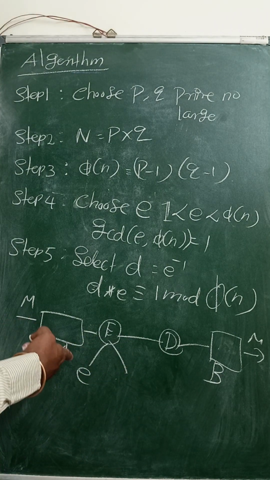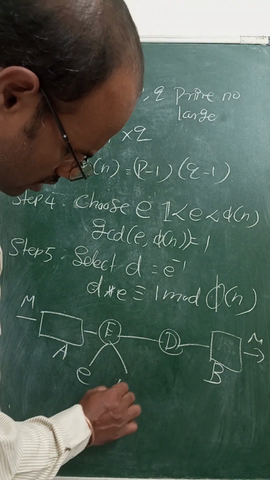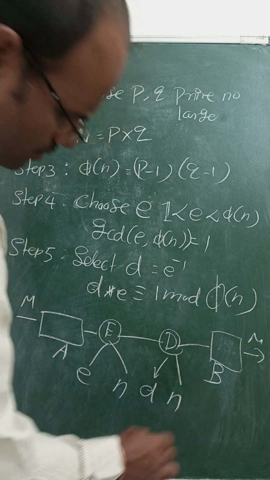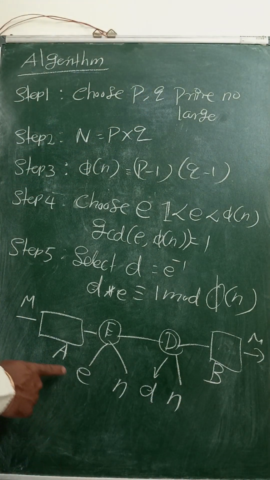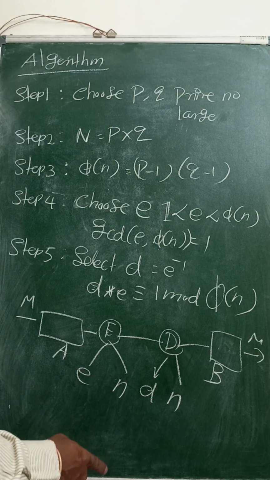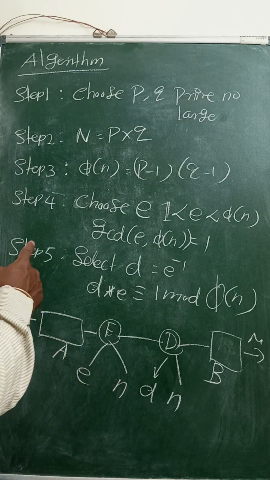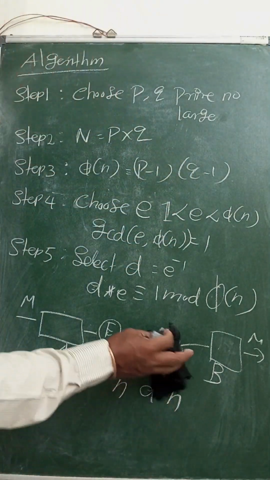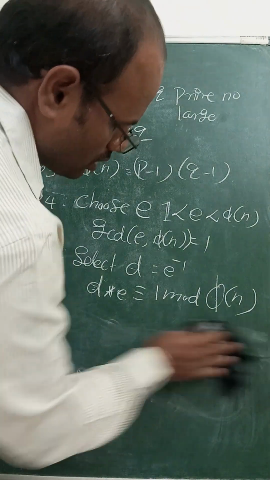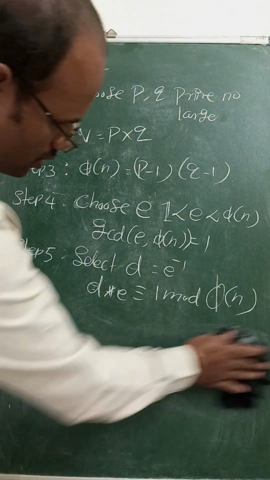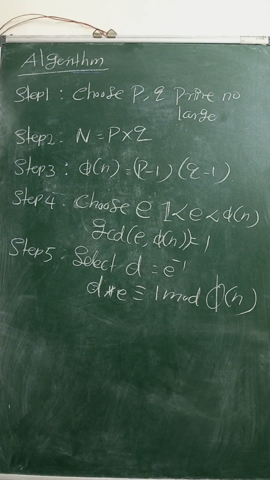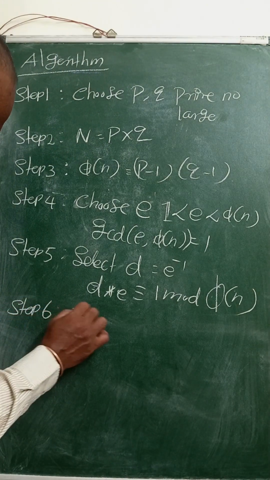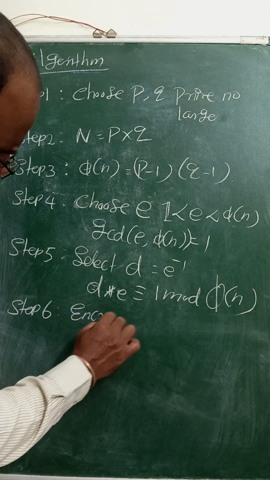For the sender, the private value is d and the public value is n. Going to the receiver side, the private value is d and the public value is n. We substitute these into the earlier structure, which used PRA, PUA, PRB, PUB, after selecting the variables e and d.